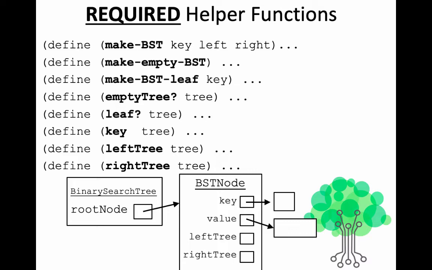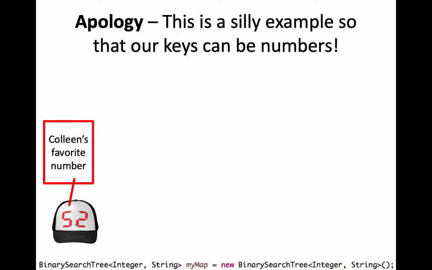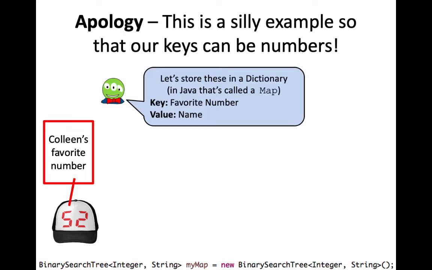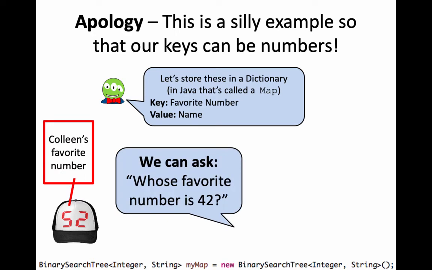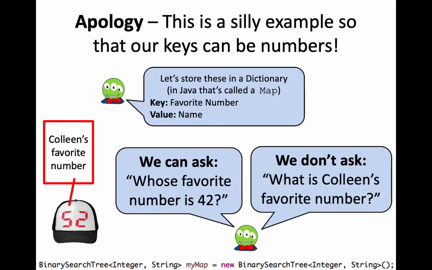Okay, next we're going to look at an example of a binary search tree, and it's going to be a little bit silly. So my favorite number is 52 because I think it looks like E.T.'s head on like an alarm clock. So in our binary search tree example, the key is going to be someone's favorite number and the value is going to be their name. So you can ask questions like whose favorite number is 42? And obviously the answer is Prof. Dodd's. But we can't ask questions like, what is Colleen's favorite number?